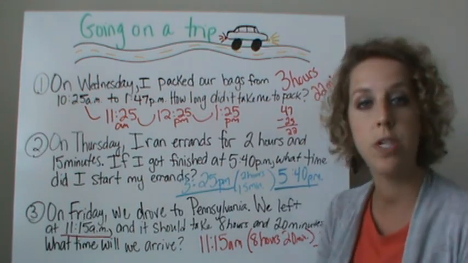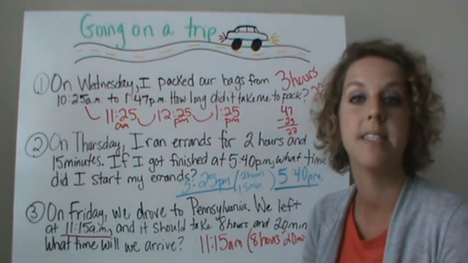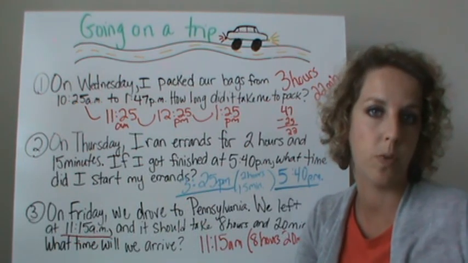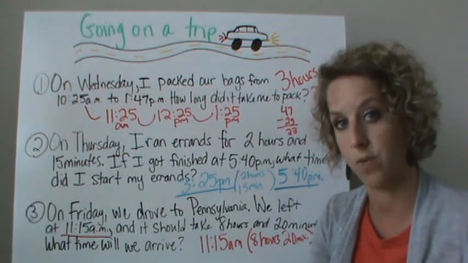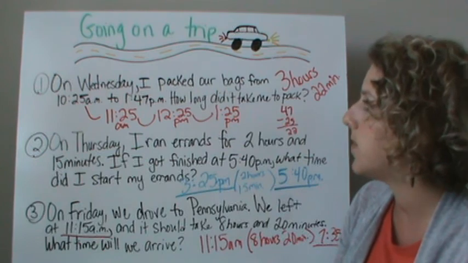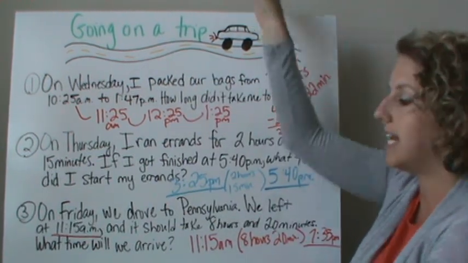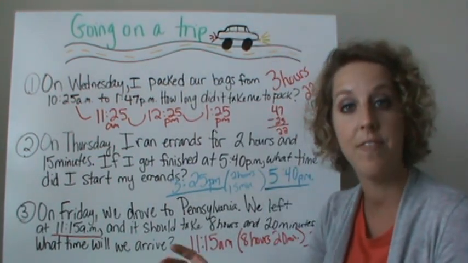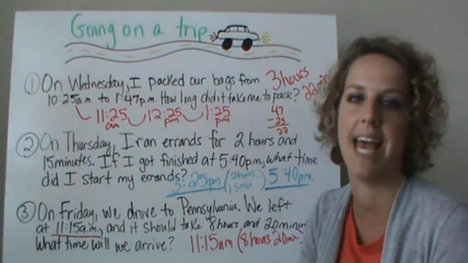Remember when you're switching over from AM to PM to say 12, 1, 2, 3 instead of 12, 13, 14, 15. And remember there are 24 hours in a day, and half of that day is AM and half of that day is PM.